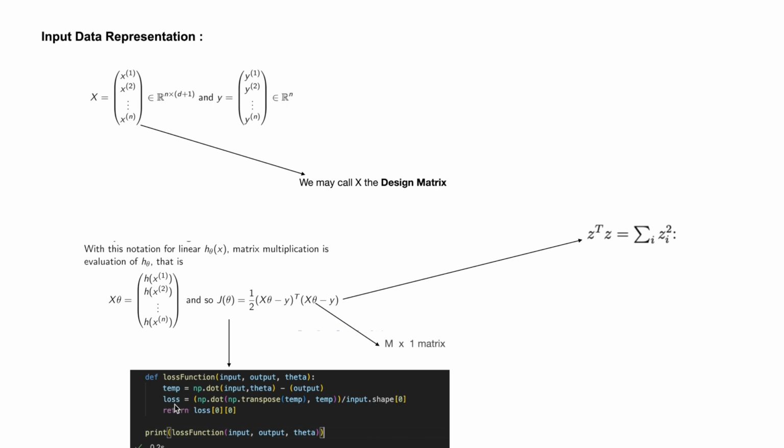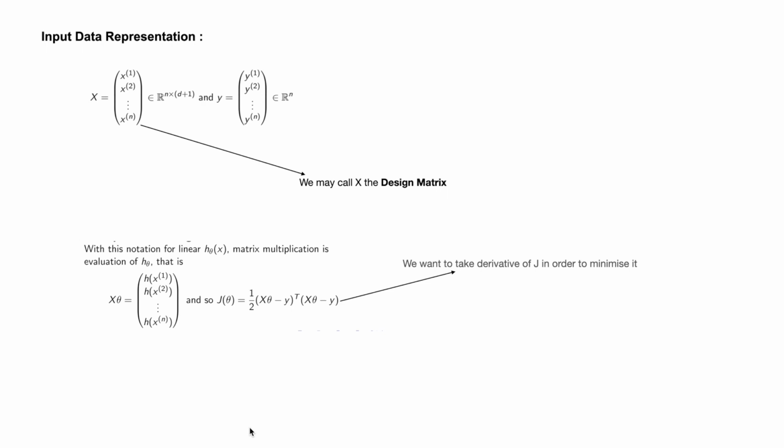Because if you calculate the size of loss, it will be a 1 by 1 matrix. That is why we are just taking the value of loss at 0 0. So whatever value you get here, you just return that, and you say this is your loss. So this is how we will calculate the loss.